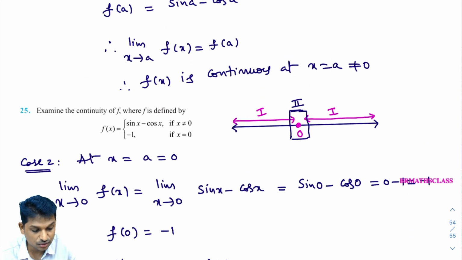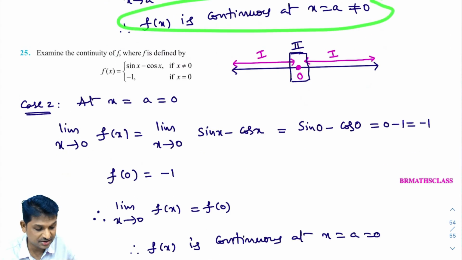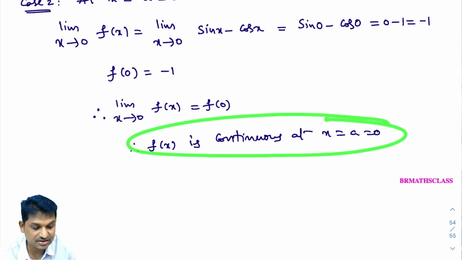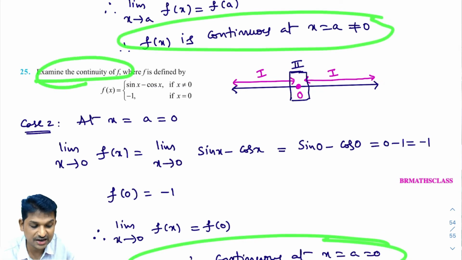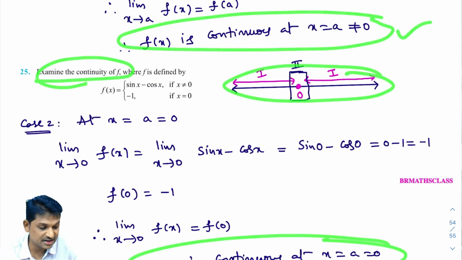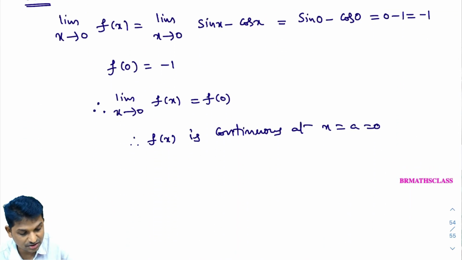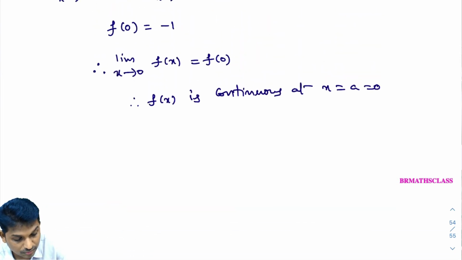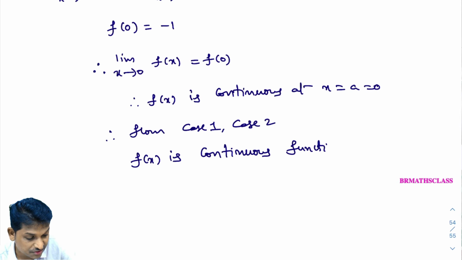So in case 1 also, whenever a is a non-zero real number, I got it is continuous, and here also it is continuous. What are they asking? Examine the continuity of the function. I checked the continuity in its domain. In both the cases, I got it is continuous. So I can say that this function is a continuous function. Therefore, from case 1 and case 2, we can conclude that f of x is a continuous function.